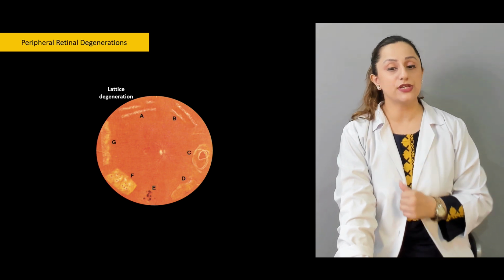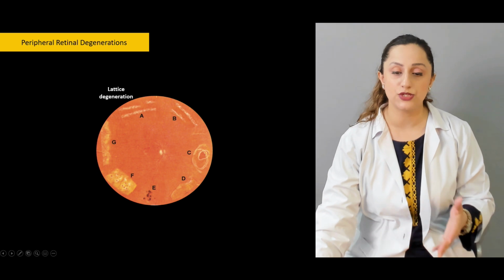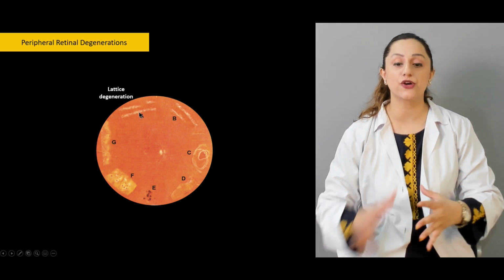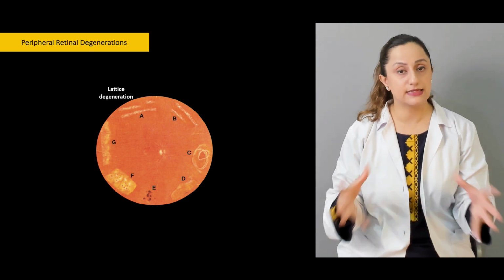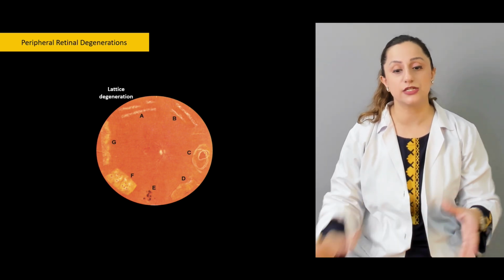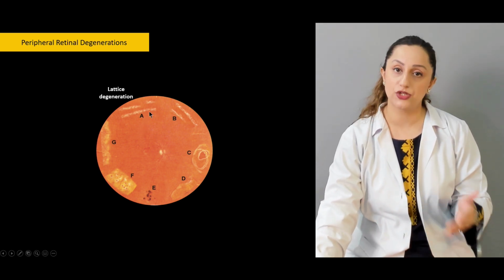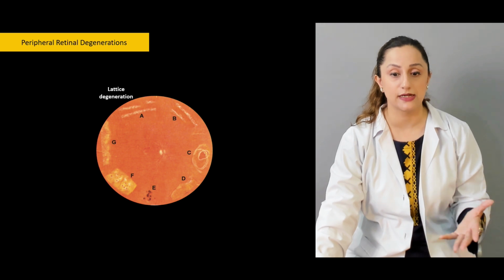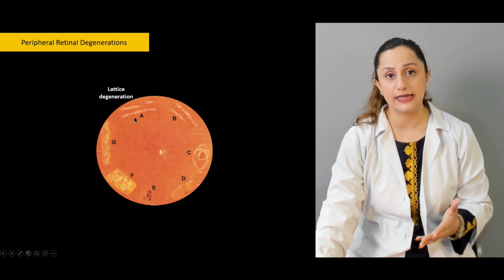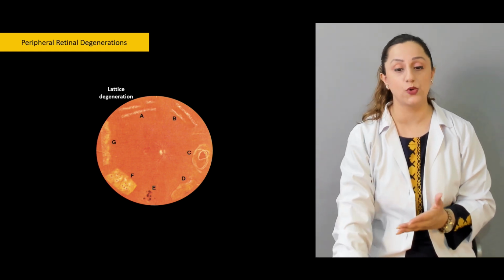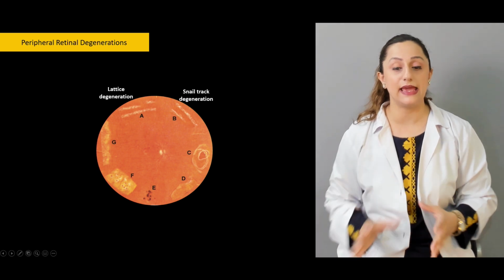The lattice degeneration is again a very important factor. As you know, lattice is a word for a crisscross or meshwork formation that is found in the fundus of that particular individual. So this is one of the kinds of degenerative problems occurring at the retina. We have this mesh-like network, and this is basically known as the lattice degeneration, as you can see at the A side.